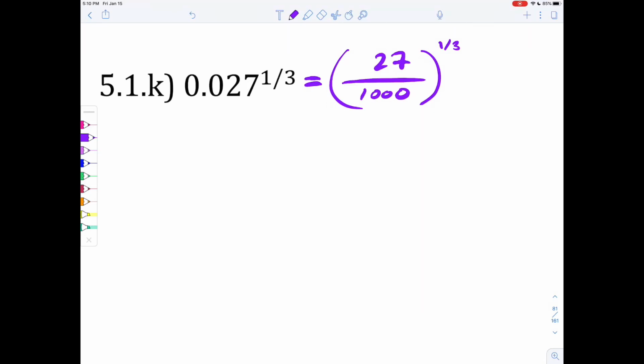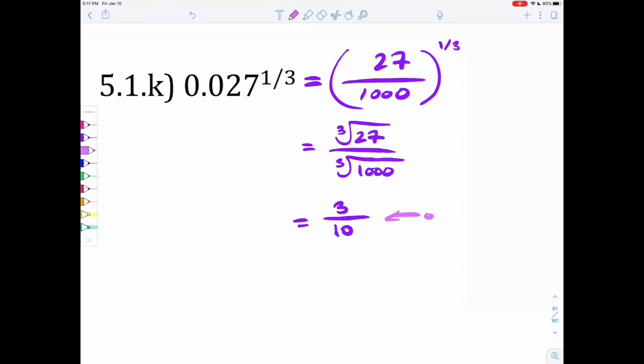Yeah, I can see this now because I can see that 27 is a cube that I'll be able to evaluate, and so is 1,000. So I'm just going to jump straight to this part, the cube root of 27 divided by the cube root of 1,000. I know that the cube root of 27 is 3. I know that the cube root of 1,000 is 10, because 10 times 10 times 10 is 1,000. And we could leave it in this form.